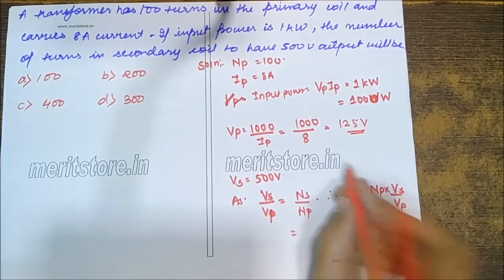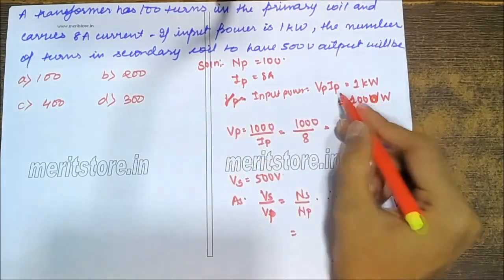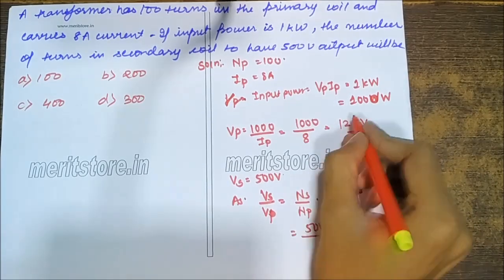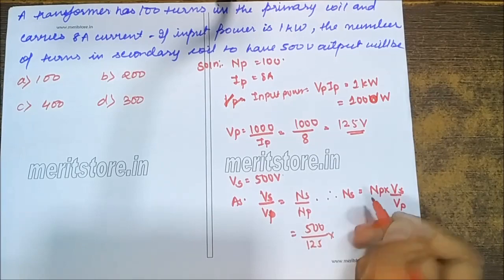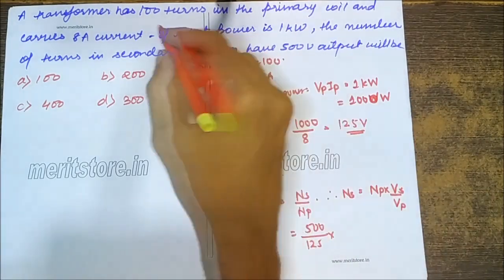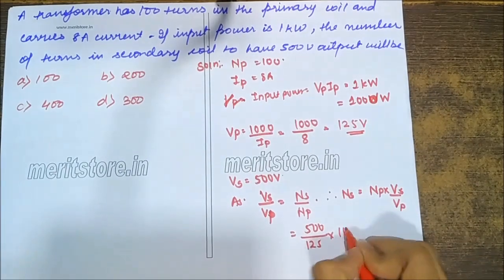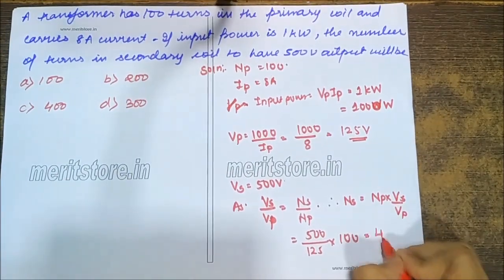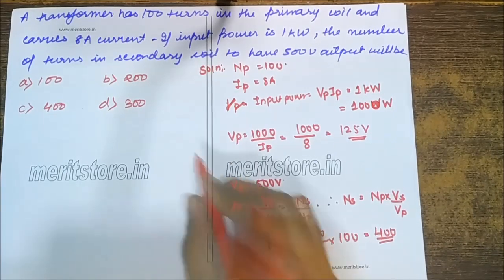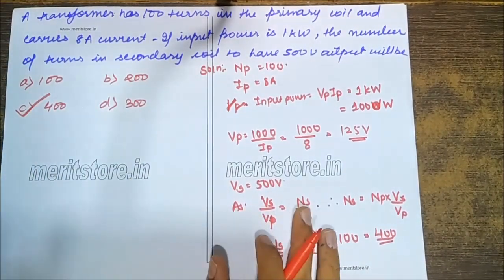Earlier we have found Vs, 500 upon Vp 125, multiplied by Np, that is the primary coil turns, 100. On solving this we get the value 400 turns for the secondary coil. So C is the correct option.